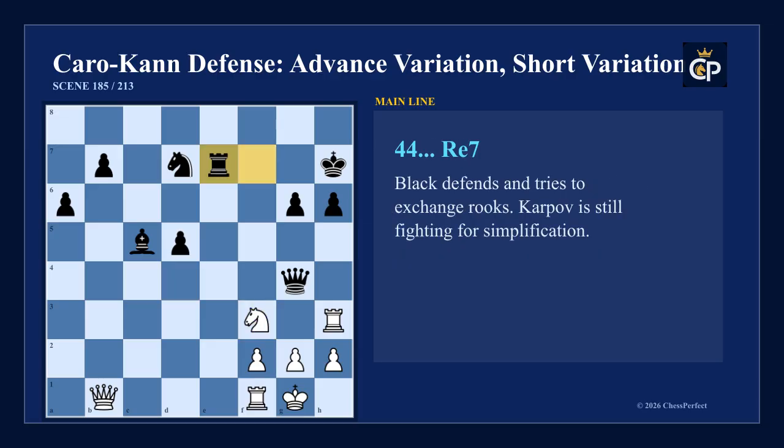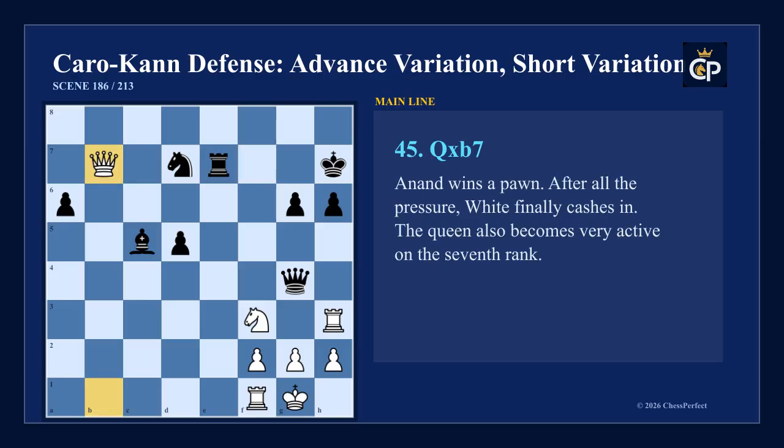Rook e7. Black defends and tries to exchange rooks. Karpov is still fighting for simplification. Queen takes b7. Anand wins a pawn. After all the pressure, white finally cashes in. The queen also becomes very active on the 7th rank.